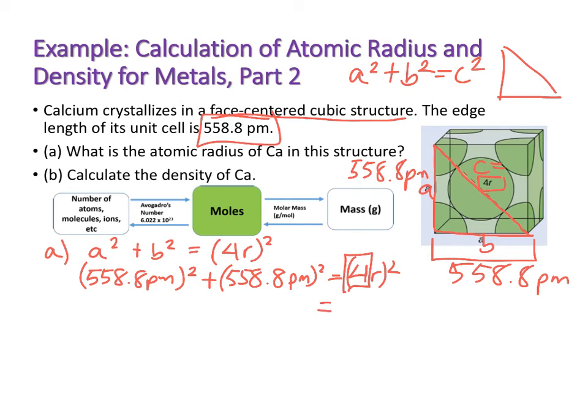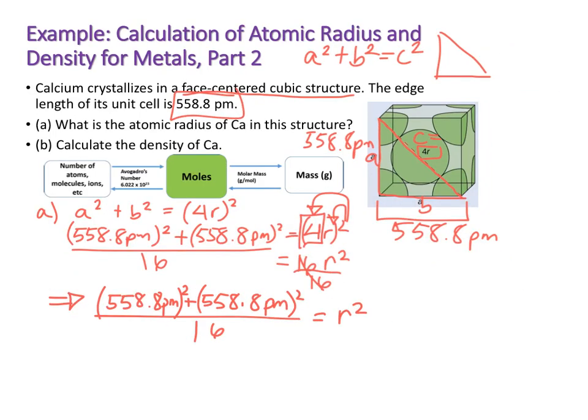That gives us 16, right? But the r is still squared, so whenever we distribute this out, you'll get 16, but you still have that r squared because it applies to both. Now, in order to take away this 16, we're going to divide both sides by 16, and then we end up having this entire side, right? The 558 squared plus 558.8 squared divided by 16 equals r squared.